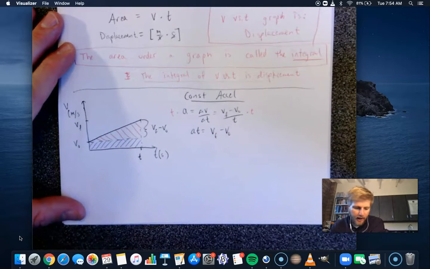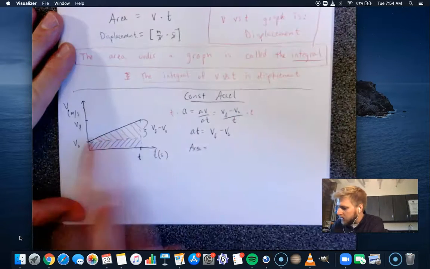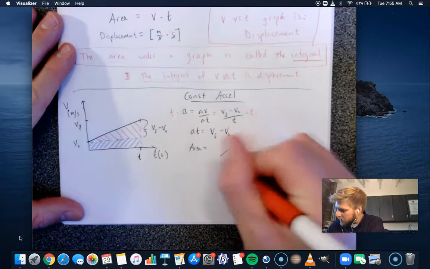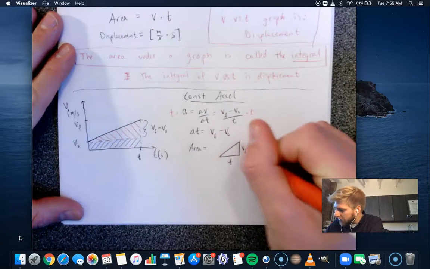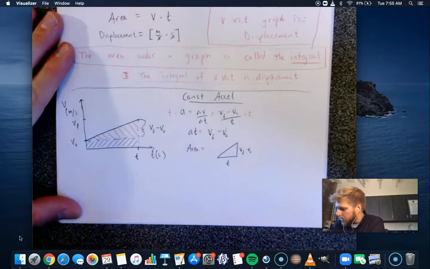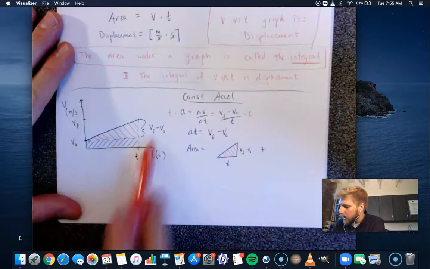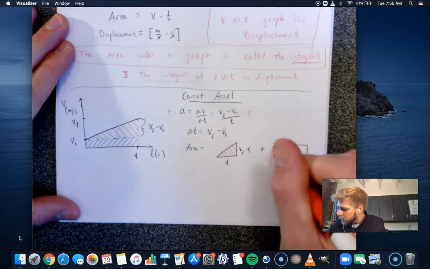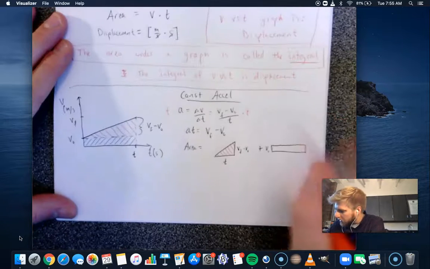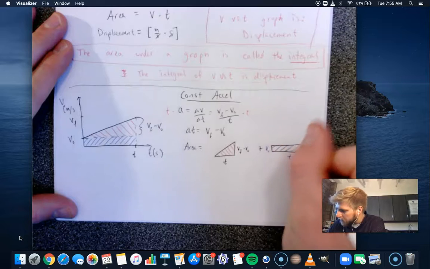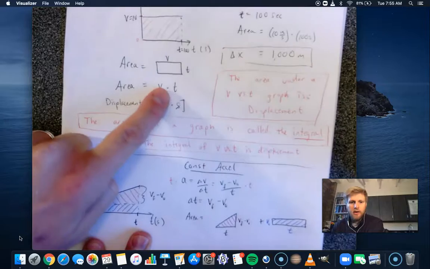And then what we want to do is look at the area. So the area under this graph is going to be that piece, which is t long. It's from here to here. And it's Vf minus V naught high. That's our red piece there. And the area of that's going to be easy to find since it's a nice triangle. And then, of course, we have our rectangle, which looks like this. It is V naught high and t long. So this is V naught, and this is t. Color that in.